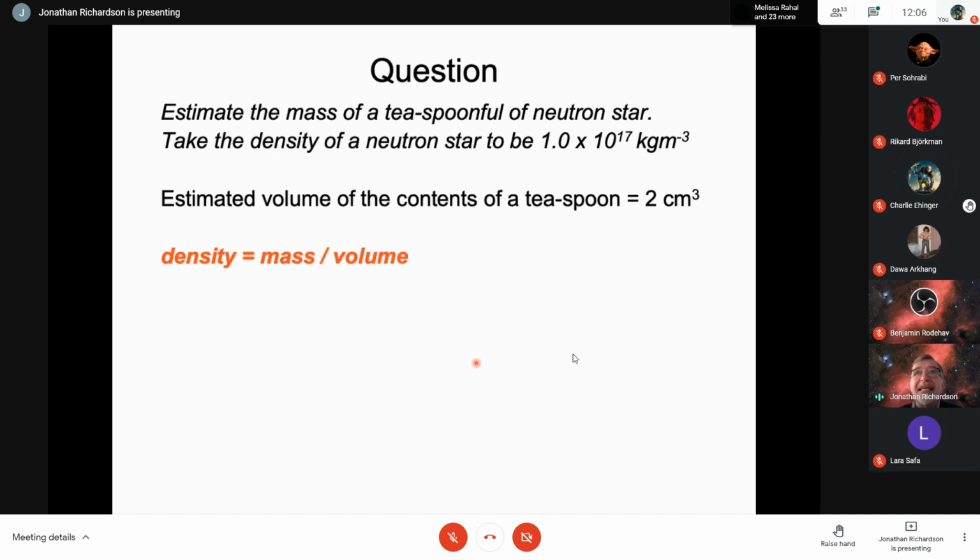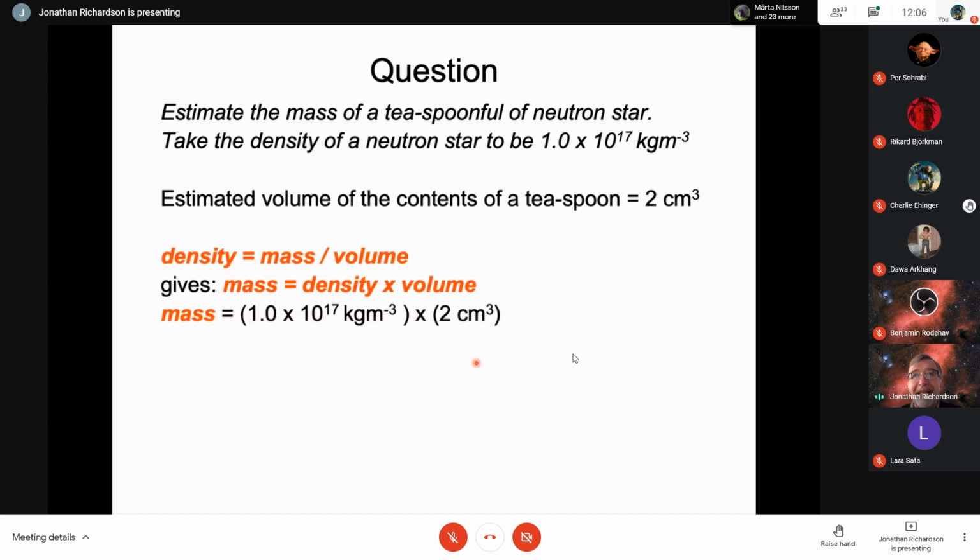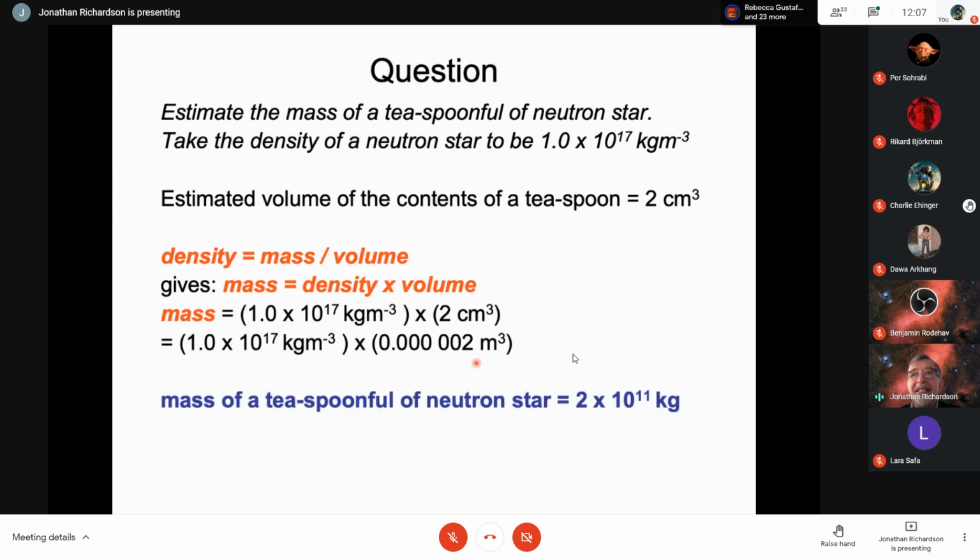So density is mass over volume. So mass is density times volume. 2 centimeters cubed is 0.000002, 2 times 10 to the minus 6. So the mass of a teaspoon of neutron star will be about 2 times 10 to the power 11 kilograms, which is about 2 billion tons.